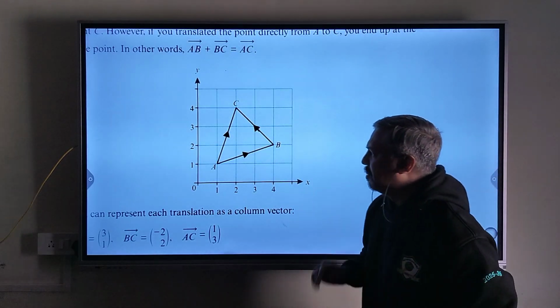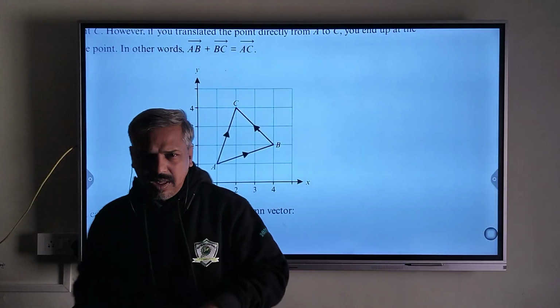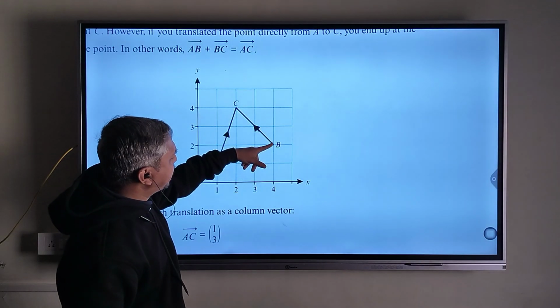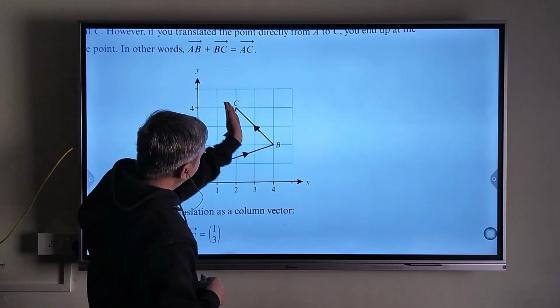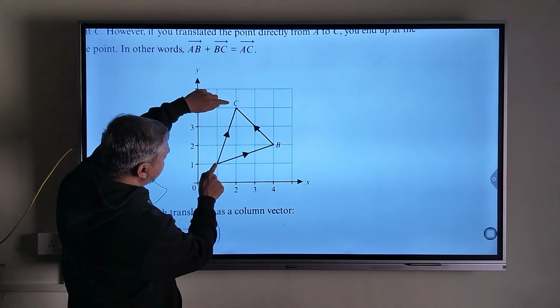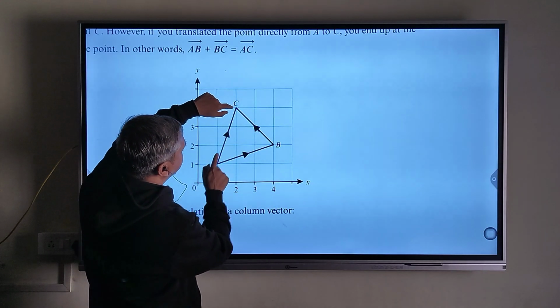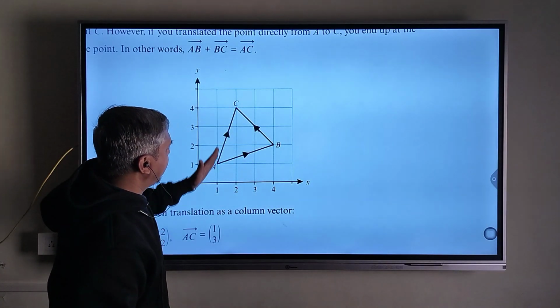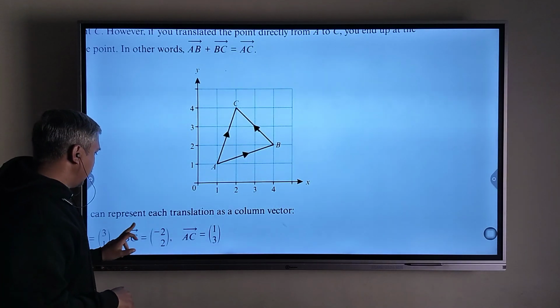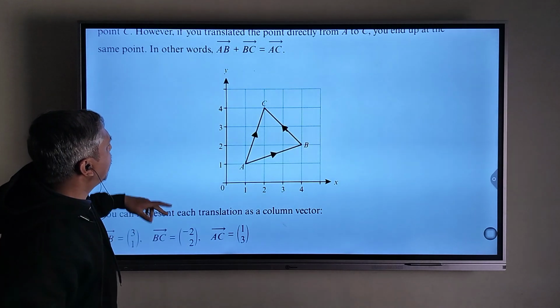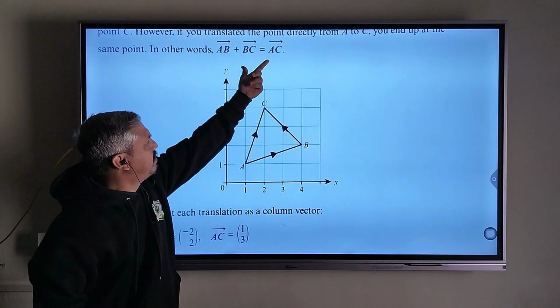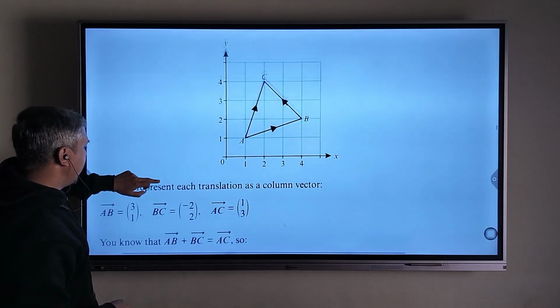The logic is very simple. You start one vector, where it terminates, the second vector must start. The first initial point and the final termination point will be joined by the resultant vector AC bar. So we can say AC bar is equal to AB bar plus BC bar, and then we can see this AB bar plus BC bar is equal to AC bar.